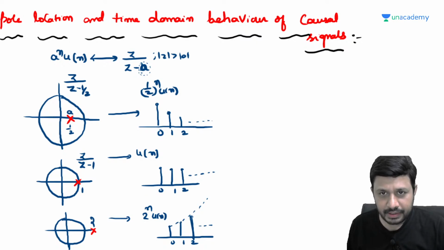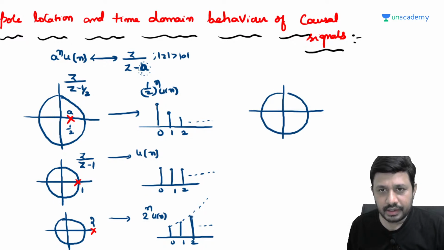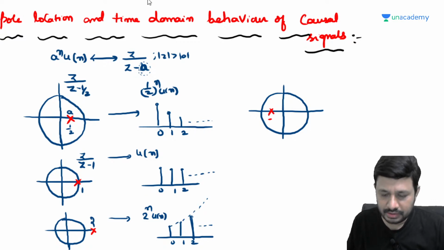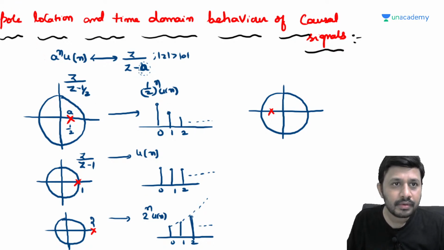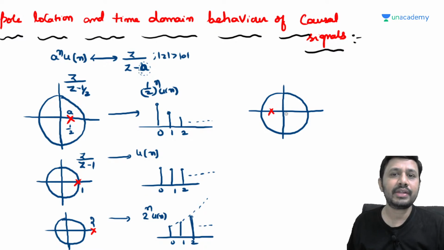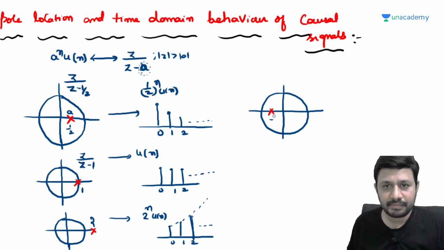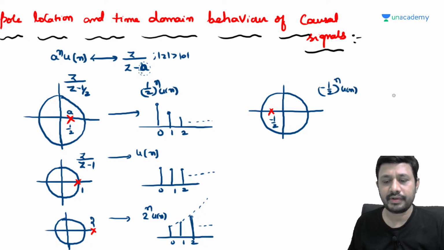See what will happen. The next case is what will happen if the pole is on the real axis between -1 and 0. So in this case, say this is -1 by 2. So the signal becomes -1 by 2 whole power n u of n.